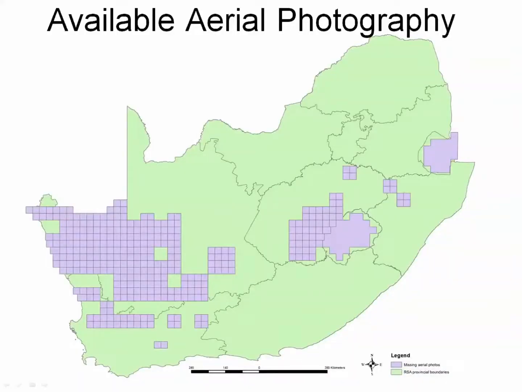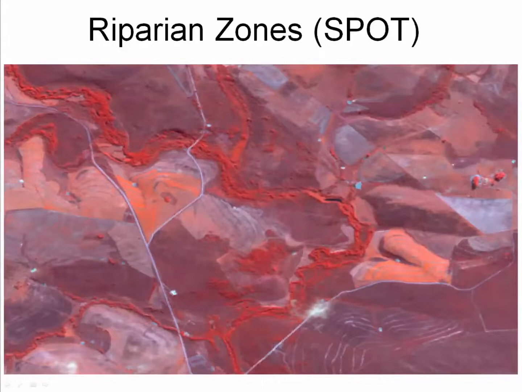Aerial photography for the country, as said, we've got about 2/3 available. That's the green parts. The purple is what's still in the production line. It's been flown, but we're waiting for it to come out. And obviously, Swaziland and Lesotho is not covered by our taxpayers, and hopefully we will get aerial photography, but not with our money.